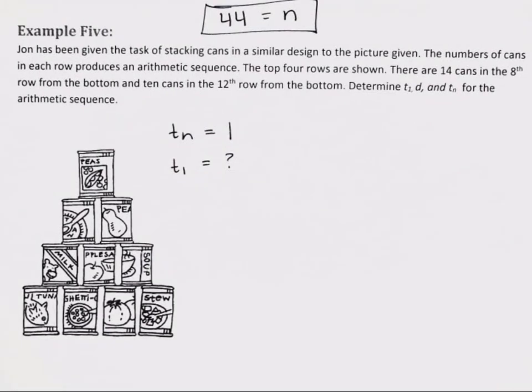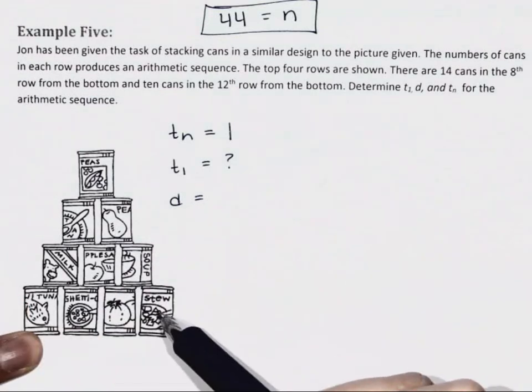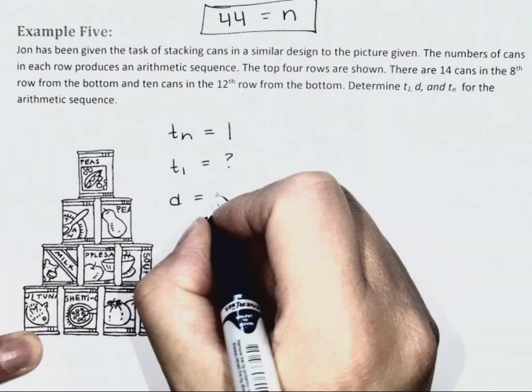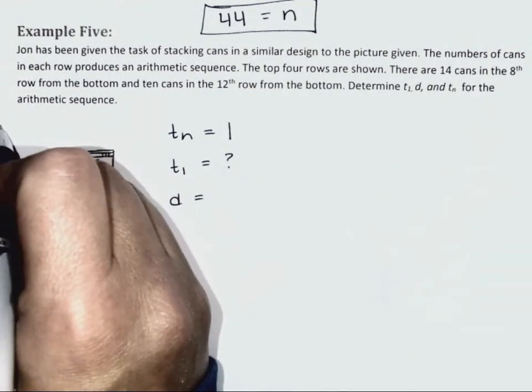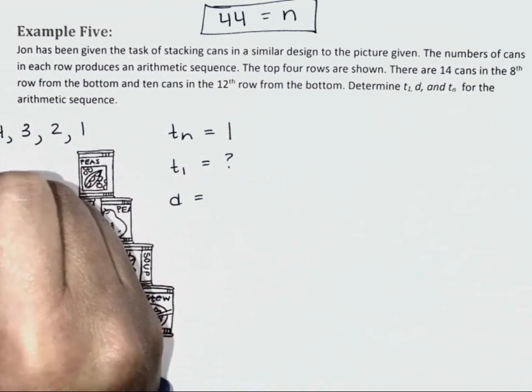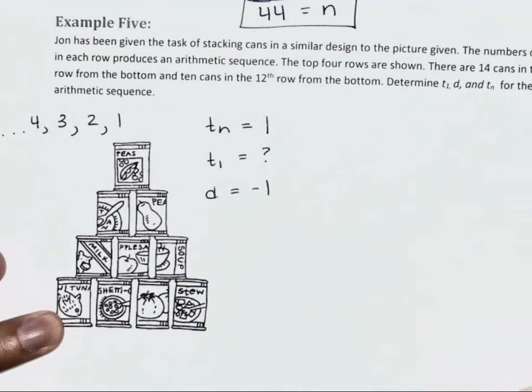The number of cans in each row produces an arithmetic sequence. Okay, what do we know the common difference is? We had 4 in this row, 3, 2, 1. So if I wrote this out, we would have 4, 3, 2, 1, and I guess there's more to that sequence in front. That means we're going down by -1.